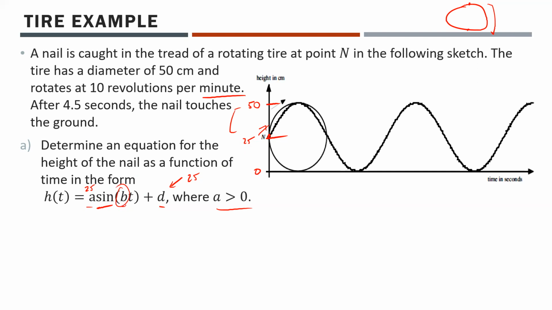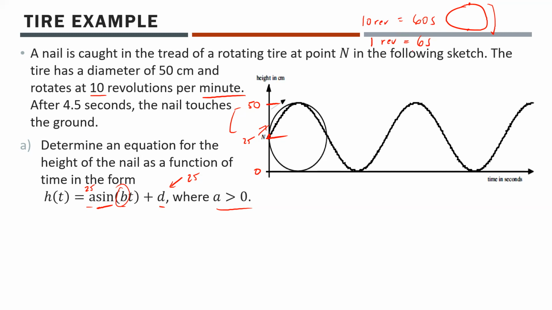Now we just need B. B is always the trickiest part here. There's a couple different ways you could do this. I think the easiest way to do this in this question is to use the fact that we know there's 10 revolutions in 1 minute. The period tells you how long it takes for one revolution to happen. Well, if 10 revolutions happen in a minute, which is 60 seconds, then one revolution, by dividing by 10 here, would happen in 6 seconds. So 10 revolutions in a minute means one revolution would happen in 6 seconds.